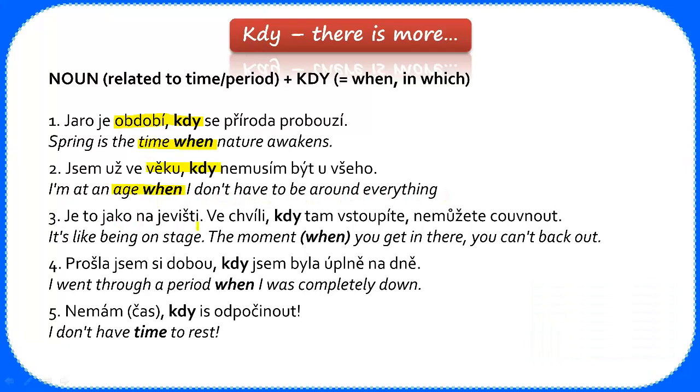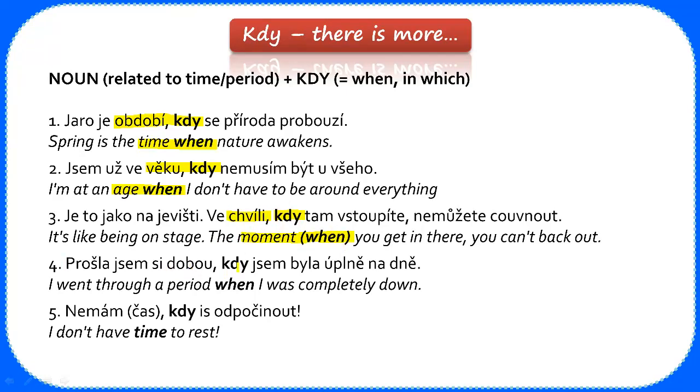Je to jako na jevišti. Ve chvíli, kdy tam vstoupíte, nemůžete couvnout. It's like being on stage. The moment you get there, you can't back out. So I added when here in the parenthesis. In the moment in which you get there or the moment when you get there. And we are referring to chvíle. Ve chvíli kdy. The moment when.